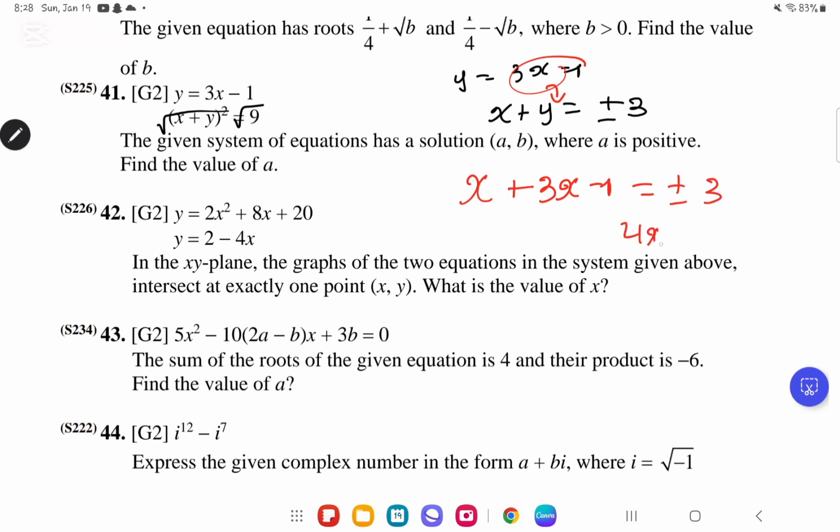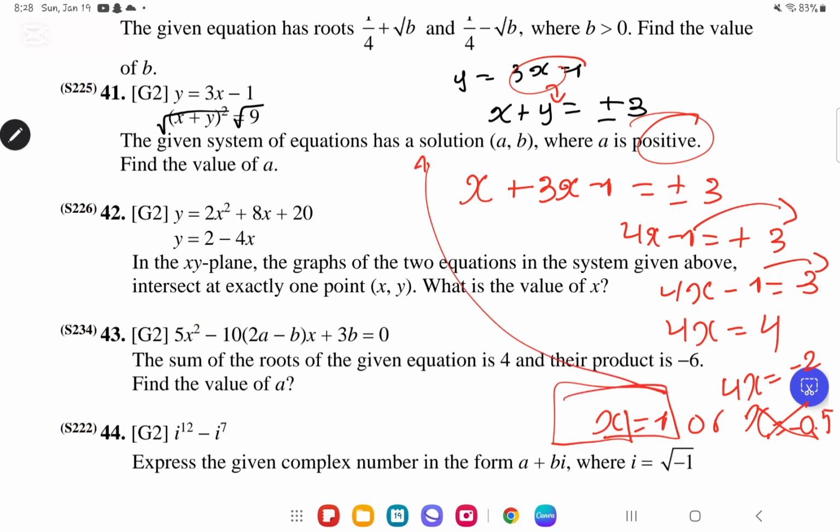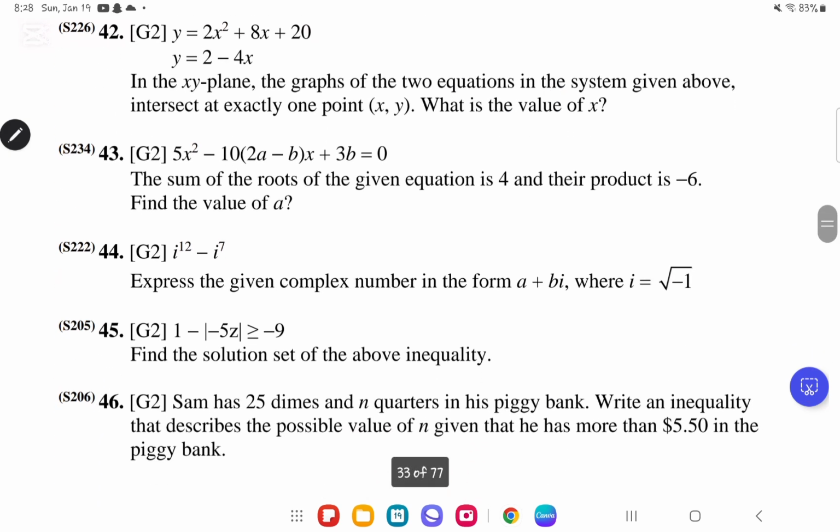So 4x minus 1 is equal to either plus 3, or 4x minus 1 is equal to minus 3. Move it to the other side. You get 4x is equal to 4, or 4x is equal to minus 2. So you get x is equal to 1 or x is equal to minus 0.5. But they need it to be positive. So since this is negative, it is rejected, and this is the only one that is positive, so it is accepted. So the value of a is 1.